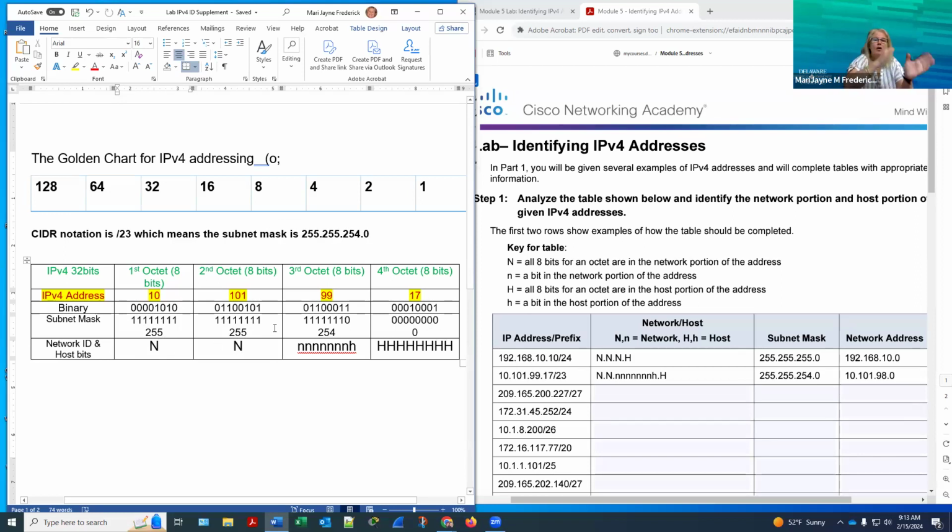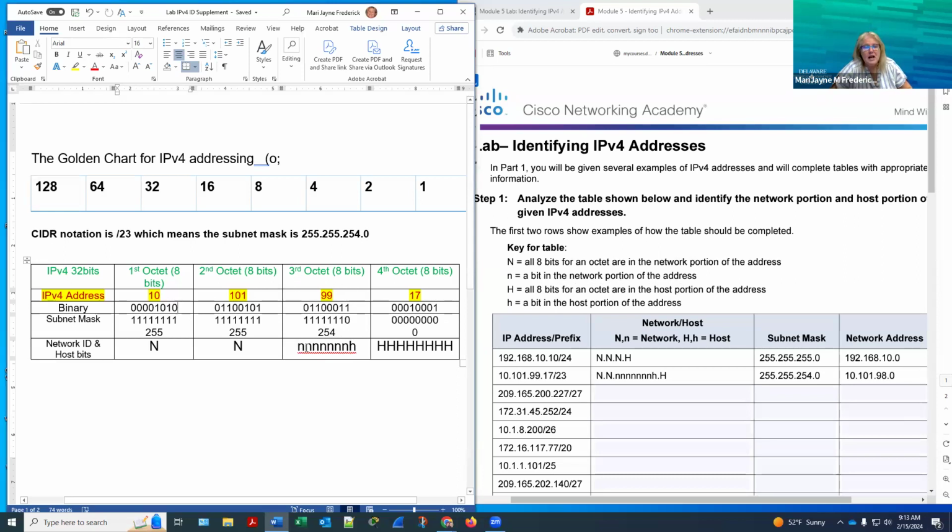There's no part and parcel of the host and the network being inside the same octet, is what I'm trying to say. That's where we get to the smaller. When I tell you here, a bit in the network portion of the address, well, we know that we've got seven bits that are part of the network.